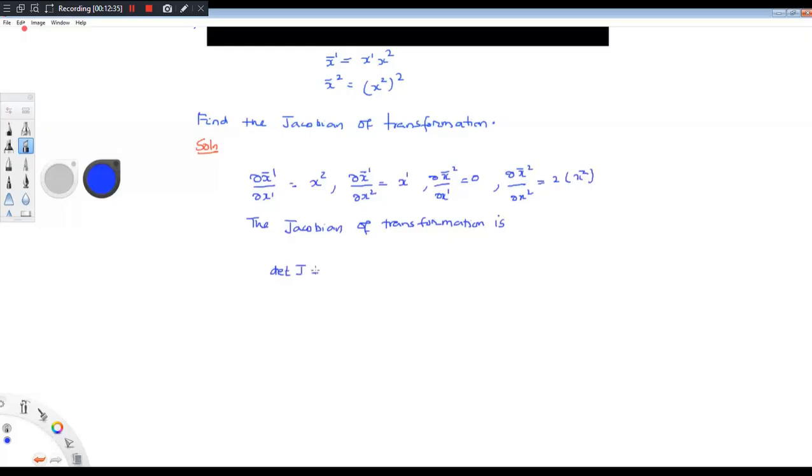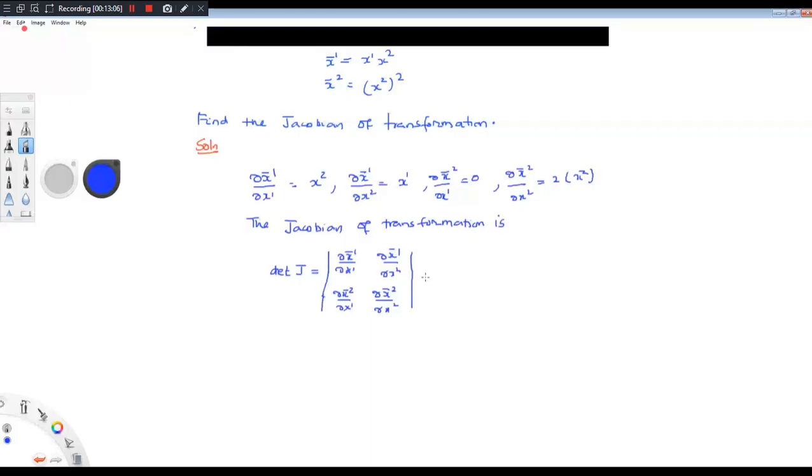J is equal to this determinant: del x bar 1 by del x1, del x bar 1 by del x2, del x bar 2 by del x1, del x bar 2 by del x2. Okay, so it will be this.